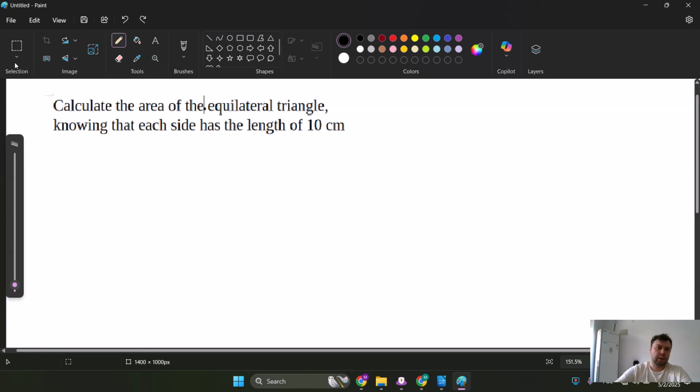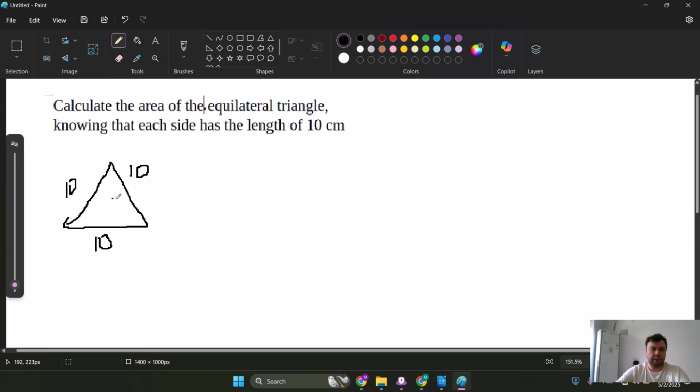Hello everyone. In this video we will calculate the area of an equilateral triangle, knowing that each side has the length of 10 centimeters. So let's draw. This is not any kind of a triangle. This is an equilateral triangle, which means that all the sides are equal, which means that all of them have the length of 10 centimeters.